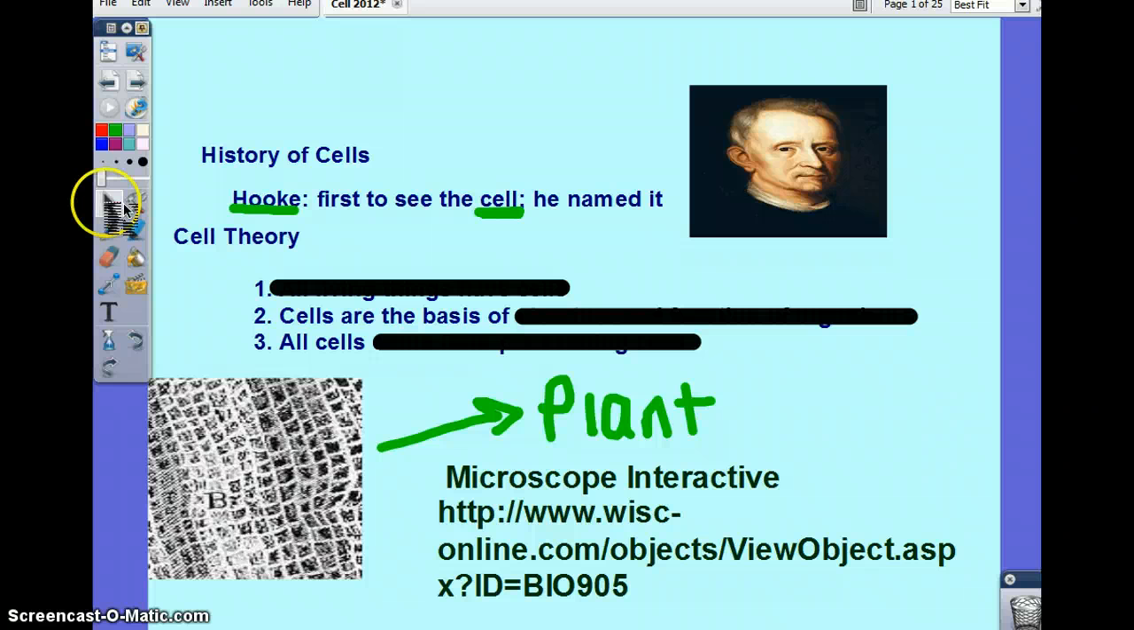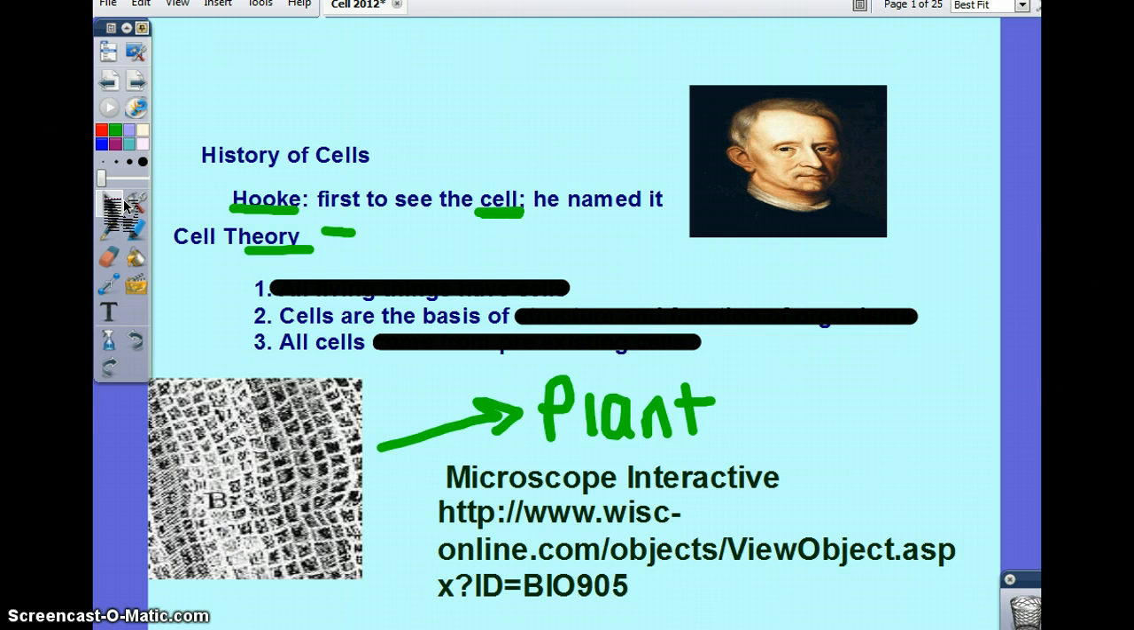Now, there are 3 parts to the cell theory. Let's review what a theory is. Who could tell me? It has been proven enough to be accepted, but not enough to be a law. Good. It's between a hypothesis and a law. It's proven over and over and over again. We all believe this. And you're going to tell me why it can't be a law, okay? So tell me what are the 3 parts, or any part, of the cell theory.